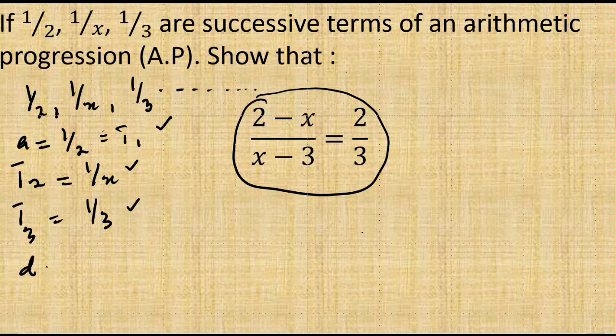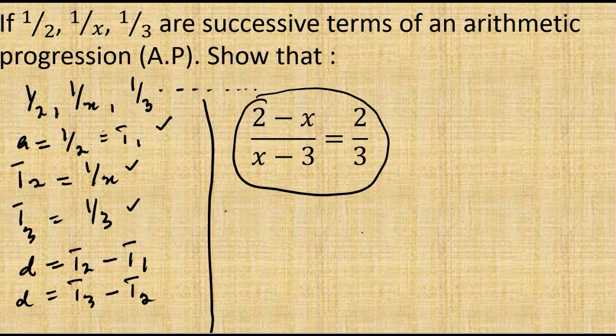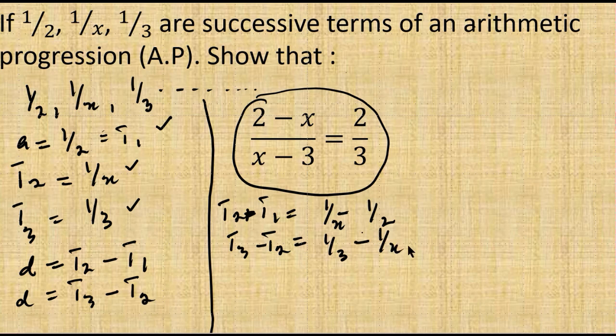Now, d, which is the difference, is the same thing as t2 minus t1. And the same d also is the same thing as t3 minus t2. So we can form an expression for each of these. So that's t2 minus t1, which will be the same thing as 1/x, which is our t2, minus 1/2. And t3 minus t2 will be the same thing as 1/3 minus 1/x.